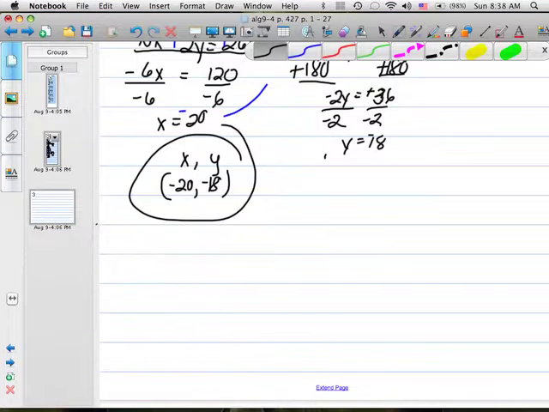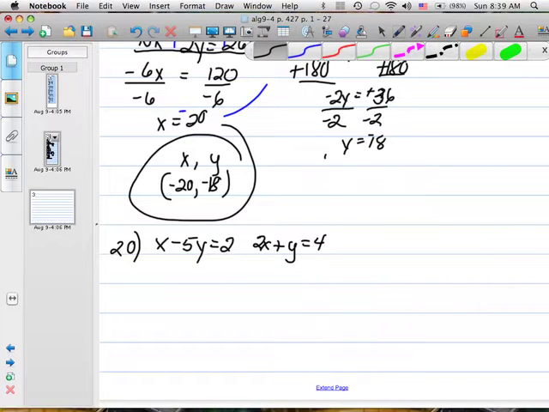And problem number 19 through 24, solve either by substitution or addition, subtraction, whichever one you want. The system for number 20 is x minus 5y equals 2, and 2x plus y equals 4. Well, there's no number in front of the x and the y's that are the same anywhere, so I'm going to use substitution and solve for x. So x equals 5y plus 2.